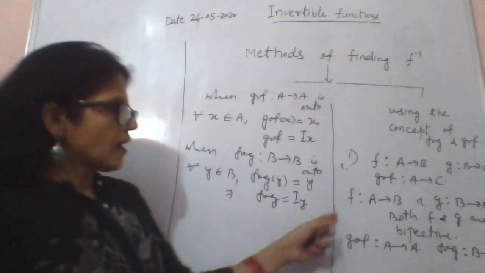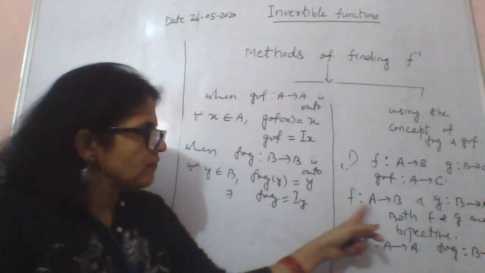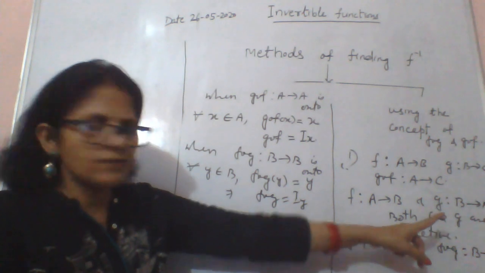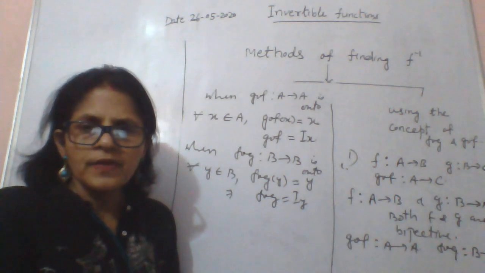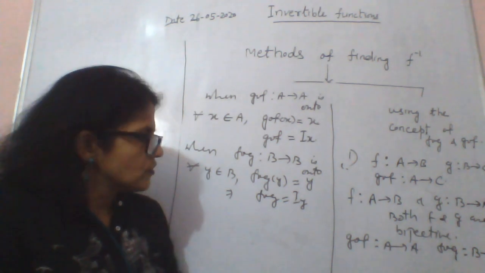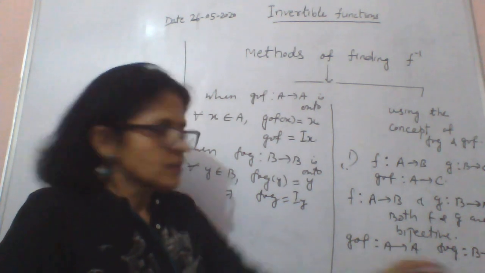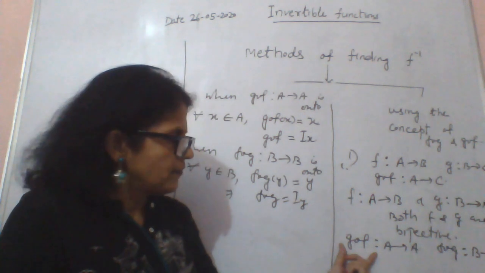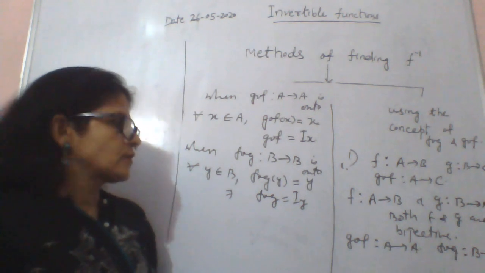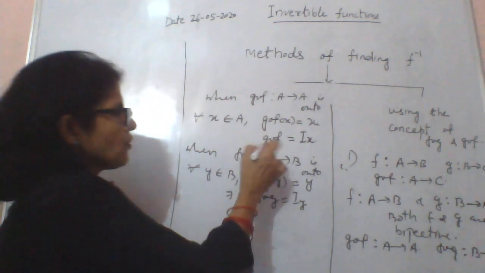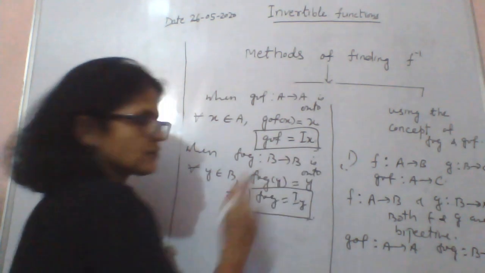So as we just discussed, f from A to B is bijective, g from B to A is bijective, and if both the functions are bijective, their compositions have to be bijective. So g of f is bijective, f of g is also bijective. So if g of f is bijective, it means whenever the function is bijective, inverse of the function exists. So here you see g of f equal to identity function, f of g is also equal to identity function.